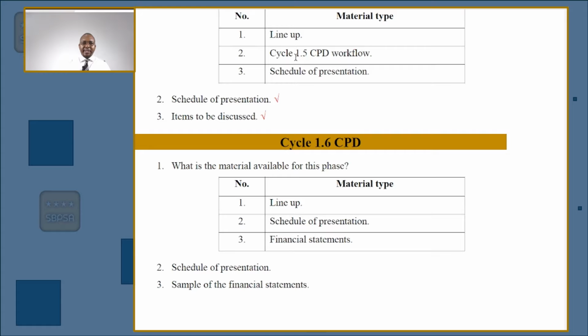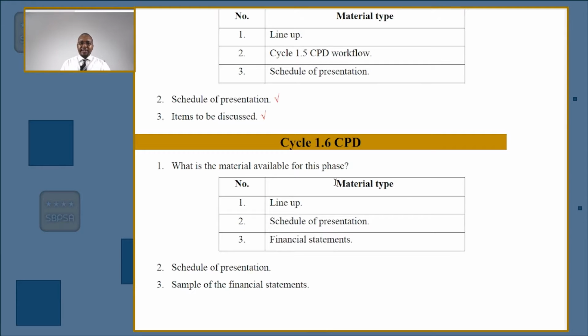Remember what we said in cycle 1.5 CPD, that the two last items that were not presented there were the financial statements and volume 8. So we're going to deal with financial statements here, because financial statements are really the ultimate goal of what we're trying to do here. Financial statements are our ultimate product. But we don't just go through financial statements.